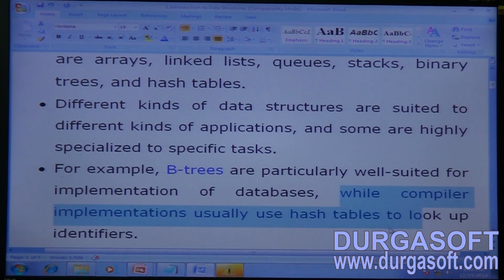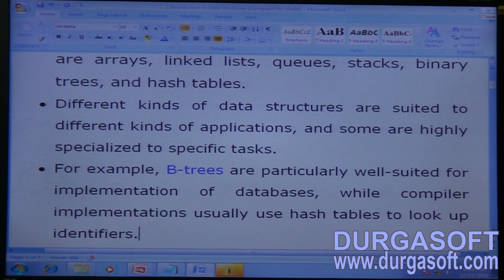Next, compiler implementations usually use hash tables to look up identifiers.